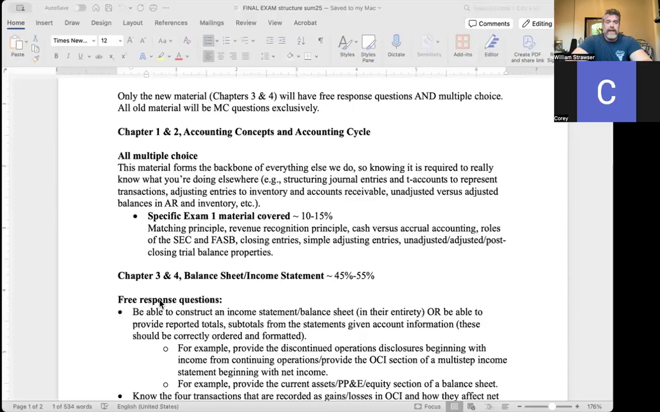In terms of the balance sheet and the income statement, of course, as you saw on the structure, the final exam structure, what is going on here? Oh, okay.